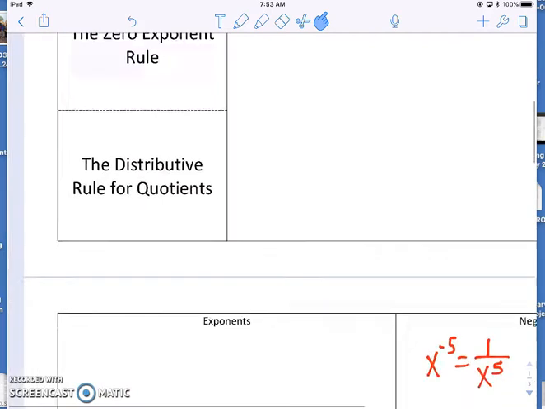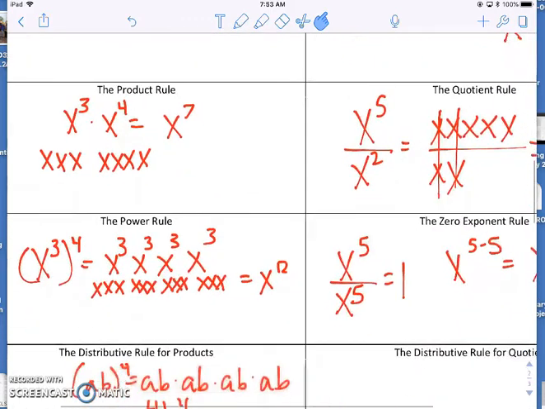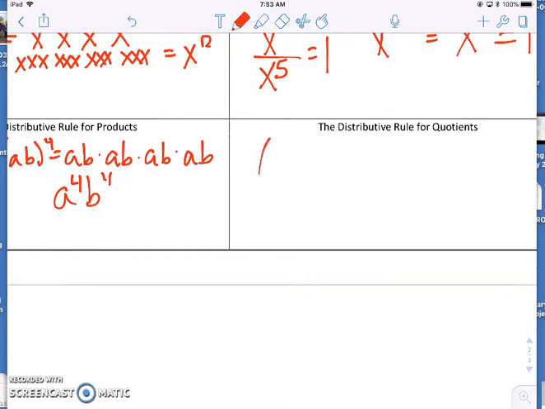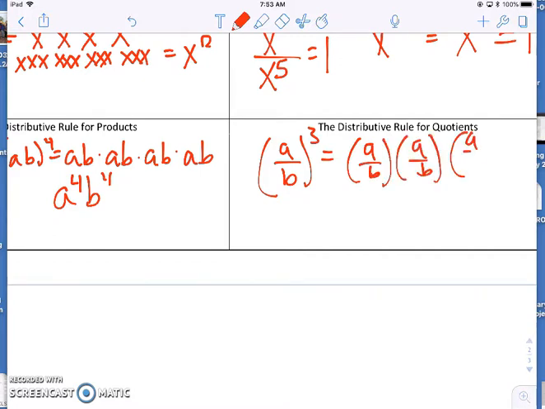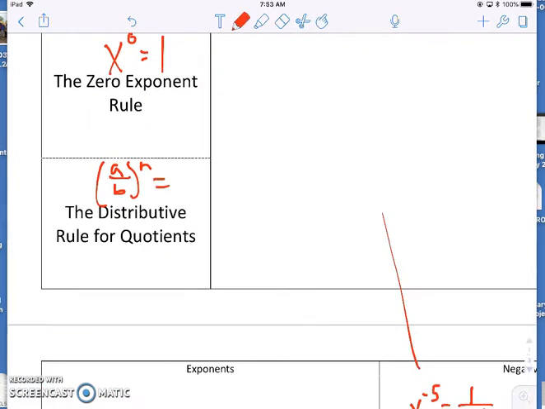And the last one, the distributive rule of quotients. If we had a over b to the n power. If we had a over b to the 3rd, so that's a over b times a over b times a over b. So that would be a to the 3rd over b to the 3rd. That distributive rule, just like when there's parentheses, we have to distribute it. So a to the nth over b to the n.